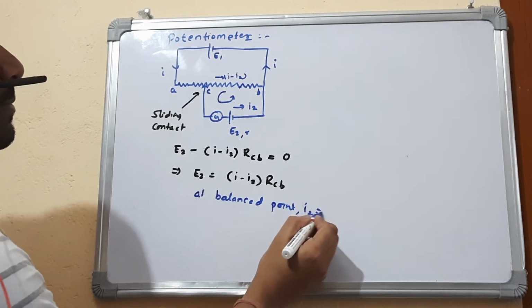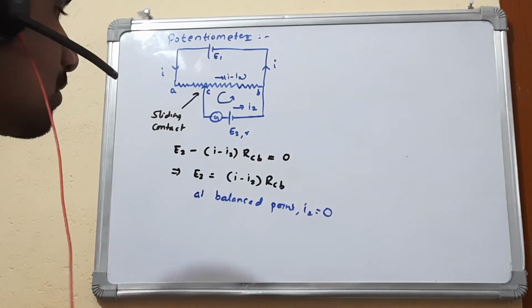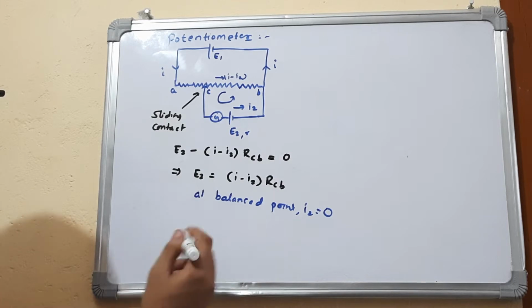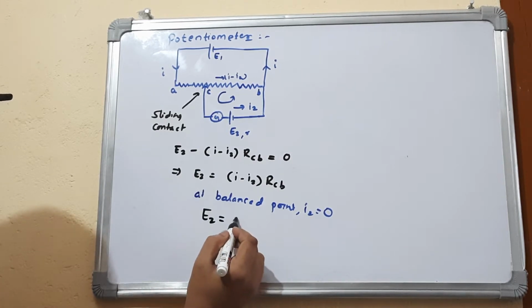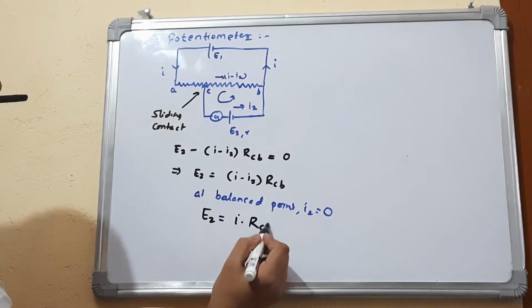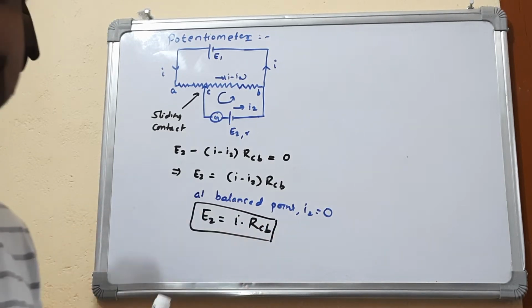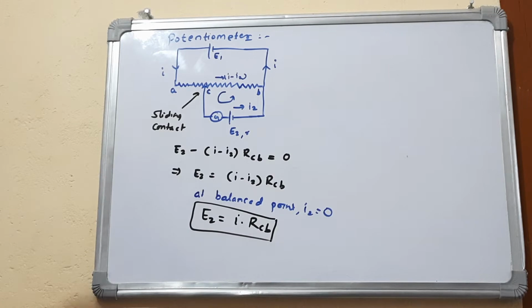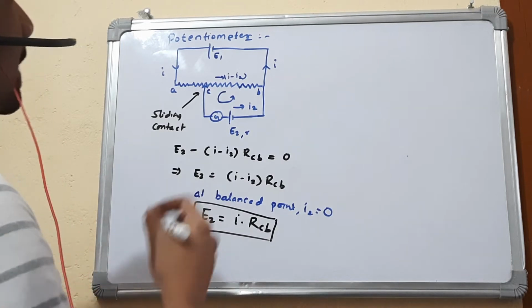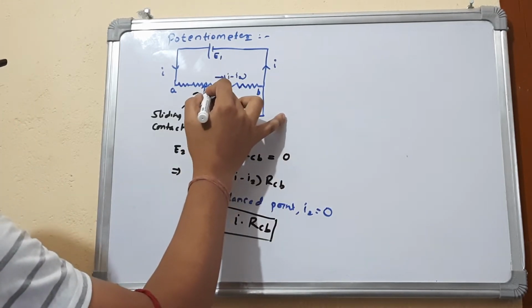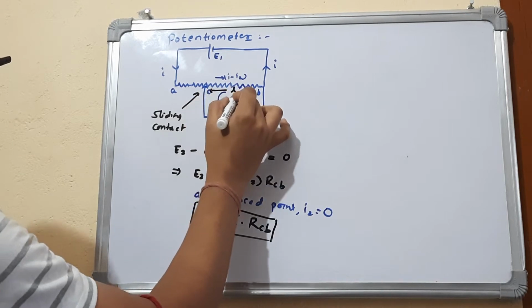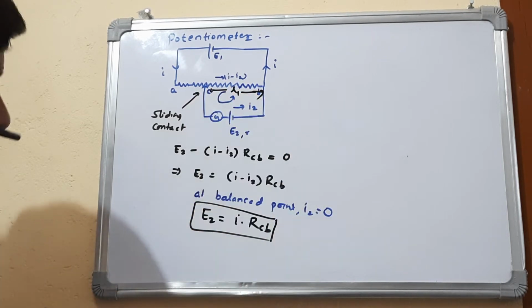I2 becomes 0. There will be no deflection in the galvanometer. I2 will be 0. So E2 will be what? E2 will be I times RCB. Now you see one thing. Again, this RCB comes at, let's say, some L1 distance from this sliding contact. This distance is, let's say, L1, right?